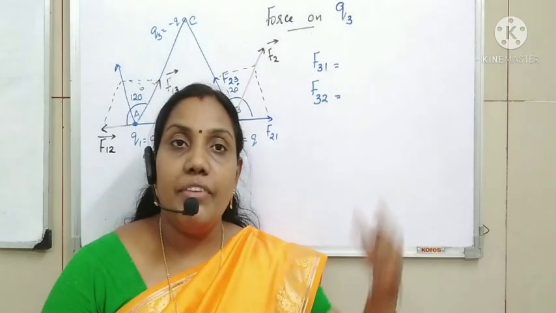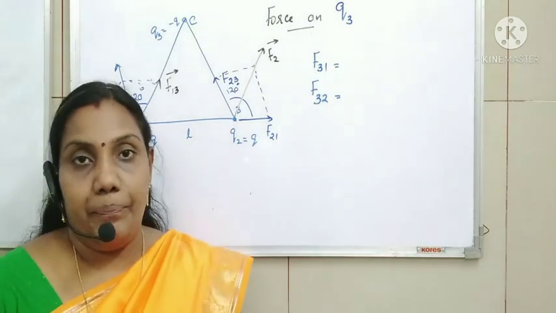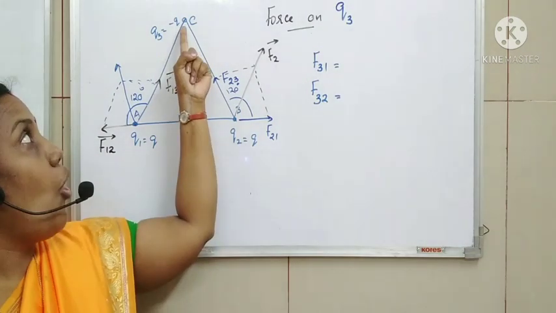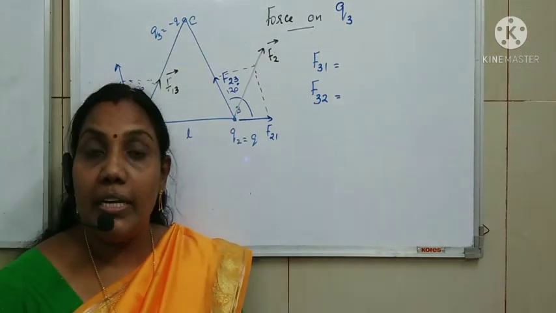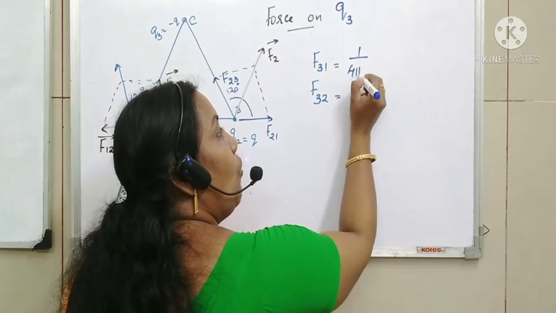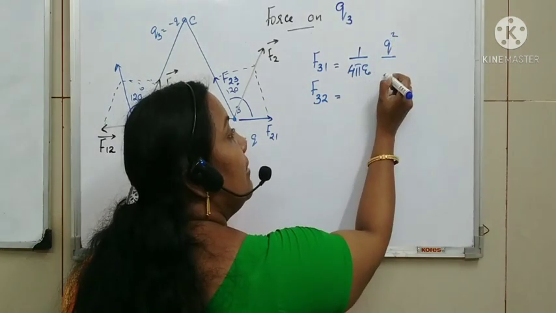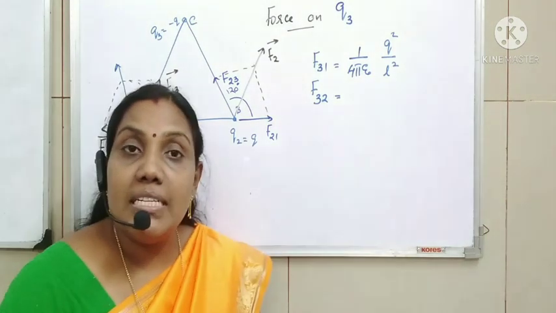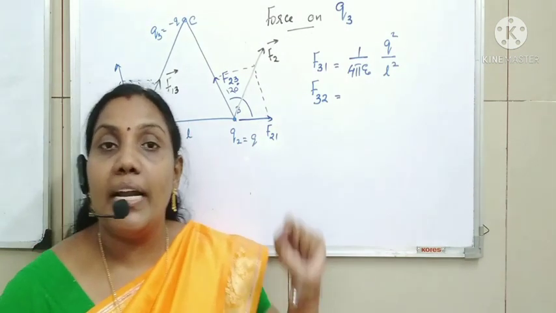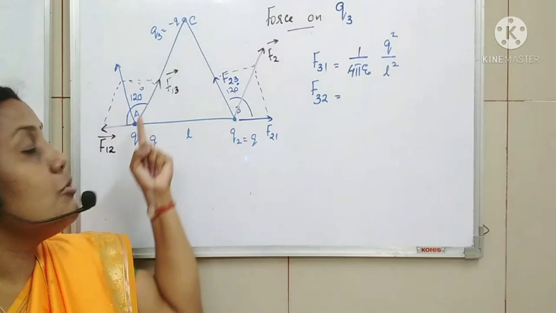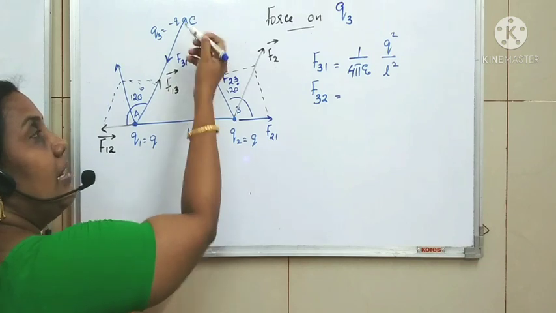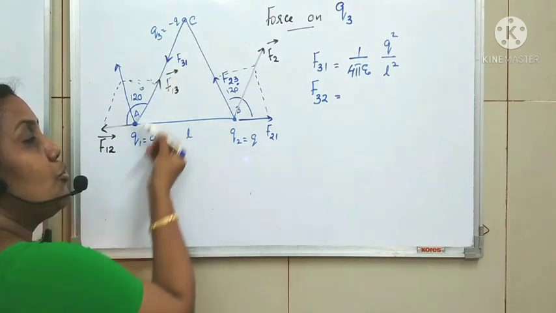And the last part is we have to find out the force on the charge Q3. Here, how many forces are acting on the charge Q3? Two forces are acting: force acting on Q3 by Q1 and force acting on Q3 by Q2. Force acting on Q3 by Q1 is same as before, 1 by 4 pi epsilon 0 q square divided by L square. And what is the direction of that force? Q3 is attracted by Q1 and hence in which direction does Q3 move? Q3 moves towards the charge. So this represents the direction of F31.